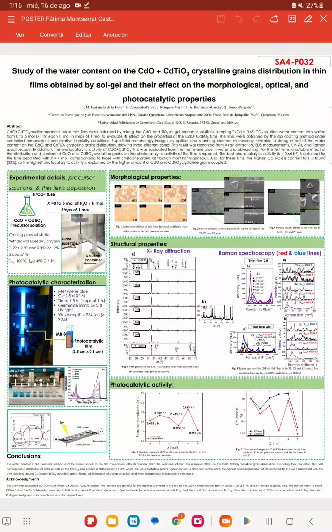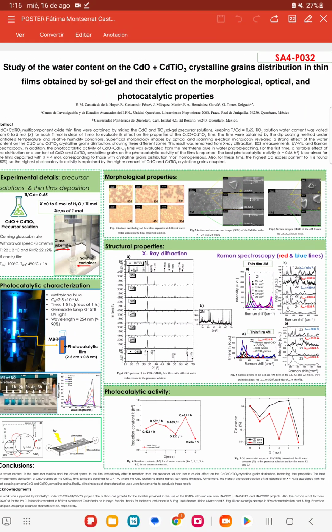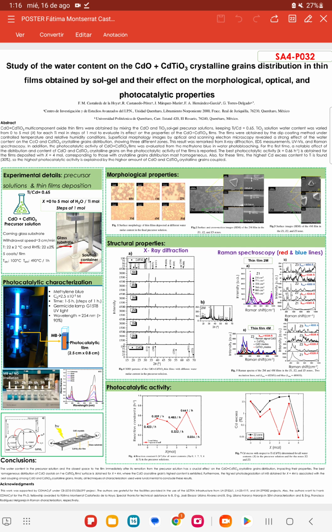As abstract of this work, cadmium oxide plus cadmium titanate multi-component oxide thin films were obtained by mixing the cadmium oxide and titanium dioxide sol-gel precursor solutions, keeping the titanium to cadmium ratio constant at 0.65. Titanium dioxide solution water content was varied from 0 to 5 mol, for each titanium mole represented as an X, in steps of 1 mole, to evaluate its effect on the properties of cadmium oxide plus cadmium titanate films.